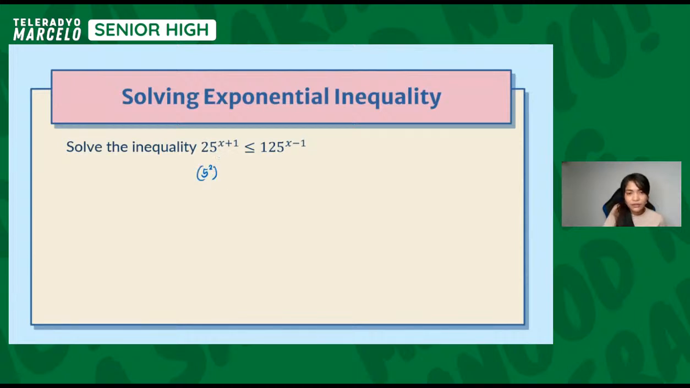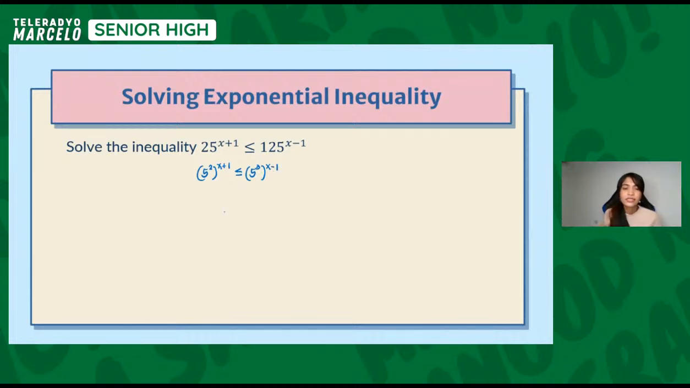And then we rewrite the original exponents. Copy muna yung ating inequality symbol. Then we rewrite 125 having a base of 5. So that is also equal to 5 cubed. Is that right? Okay, and then we copy the original exponent, which is x minus 1.